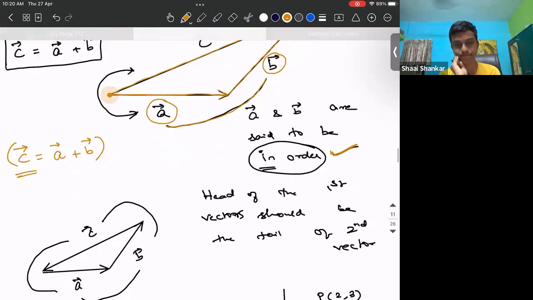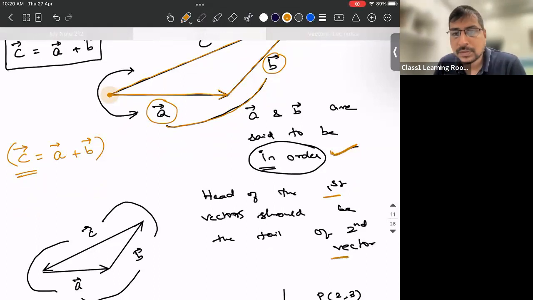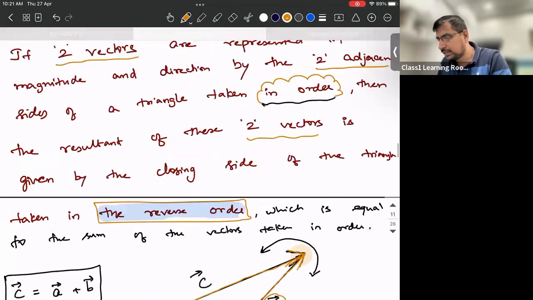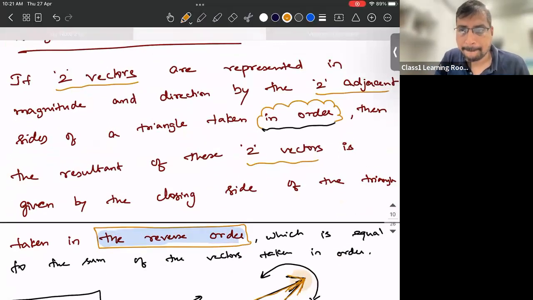So here I mentioned, head of the first vector should be the tail of the second vector. That is the meaning. That is where you say they are in order. If it fails, it is going to be in the reverse order. So going forward, I'll not explain this in detail. I'll ask you only one question: whether the vectors are in order or in reverse order, you have to tell. So having said this, make a note of the statement and write down the mathematical part. Let me know once you're done.